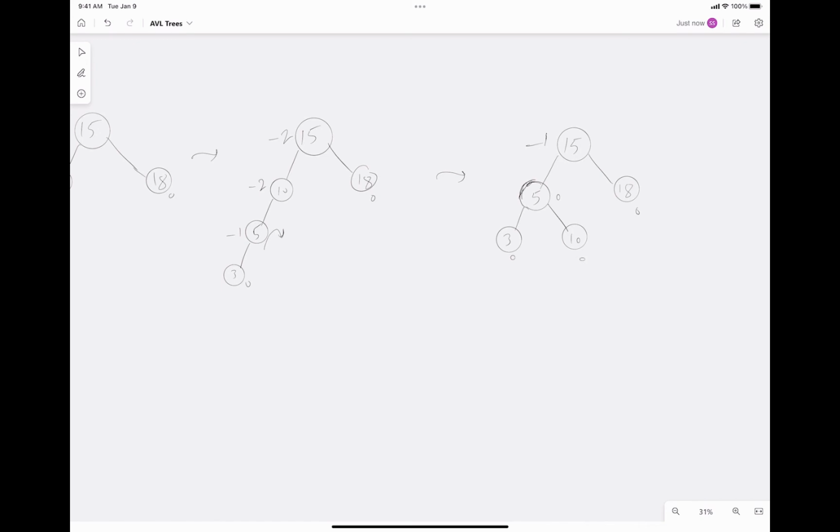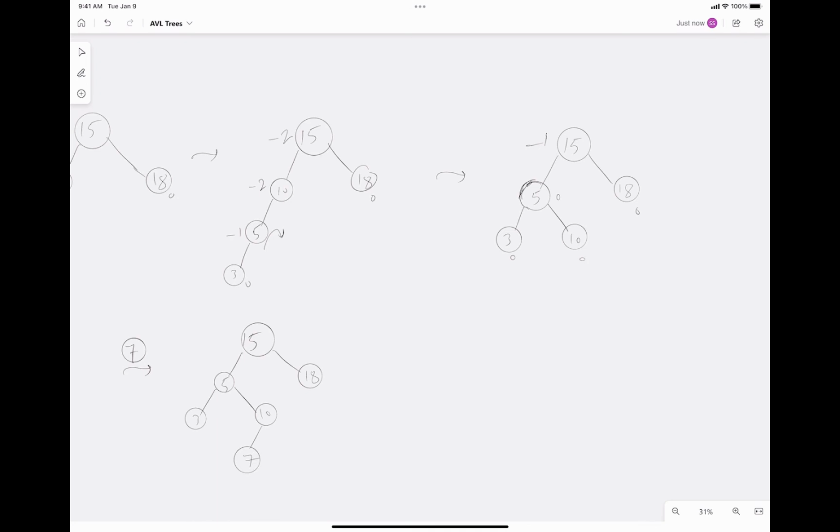So after that, let's say we're going to insert the number 7. So inserting now number 7, we'll go here. So we have 15. Then we have 18 here as the right child of 15. Then we have 5. We have 10. Here we have 3. And then number 7 will go to the left side of 10.